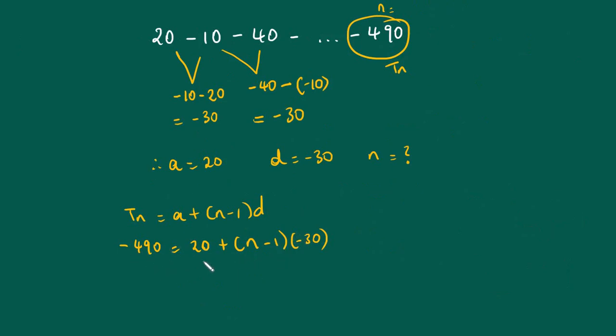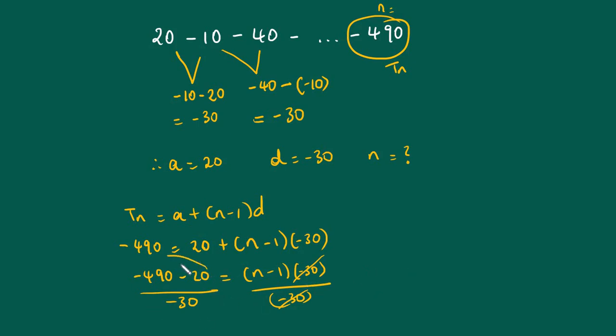Okay, so now that you would have this, I advise you to take the 20 to this side, so that you have negative 490 minus the 20 is equal to n minus 1 into negative 30. When you reach here, instead of multiplying inside, negative 30 times that, negative 30 times that, I advise you to just divide by negative 30. Just divide by the number that will be there. So you do that on both sides, so that this and that cancel, and then you can get the answer here.